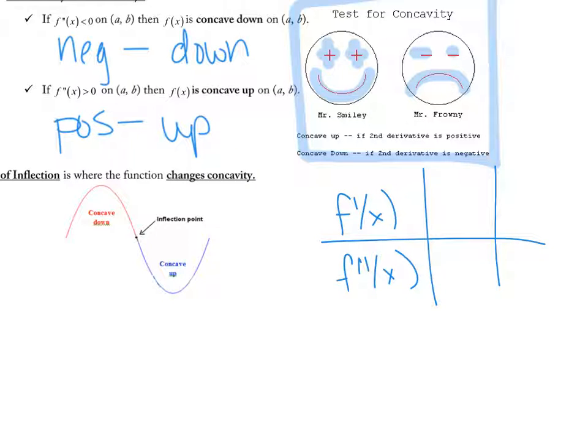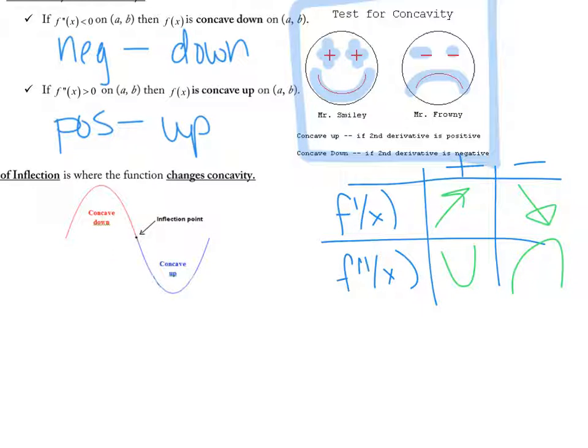Okay. If it's positive, for the first derivative test, that means it's increasing. And for the second derivative test, that means it's concave up. If f prime of x is negative, then it's going to be decreasing the function. And if f double prime is negative, then that means it's concave down.